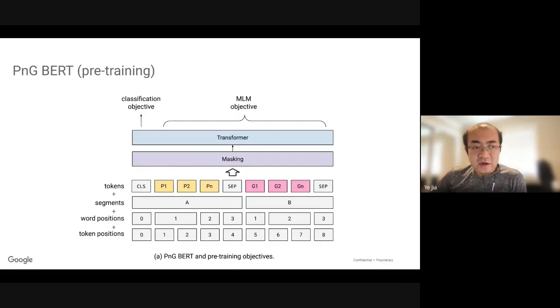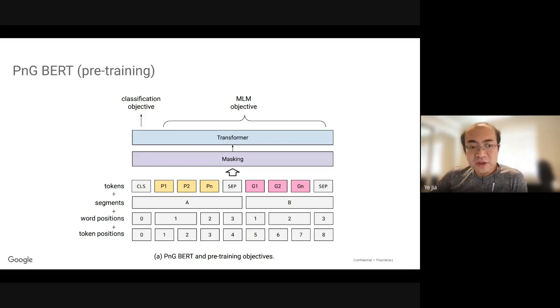The figure here shows the model architecture of PnG BERT. At a high level, it's very similar to a regular BERT, with a major difference lying in the input data format. So the input to PnG BERT is a sequence composed of two segments. The first segment is phonemes, and the second segment is graphemes. Besides that, we also feed in the word-level alignment between phonemes and graphemes.